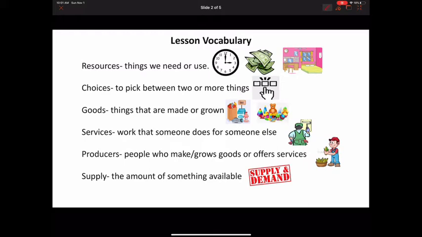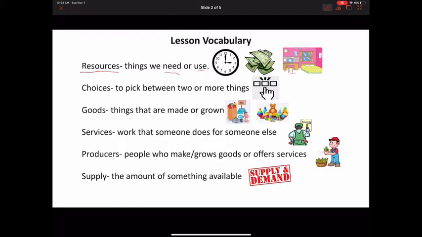All right, resources. Resources are things that we need or we use. For example, time. We need time in each day in order to complete all of our learning tasks, in order to take care of ourselves. So time is an example of a resource. It is something that we need and use.